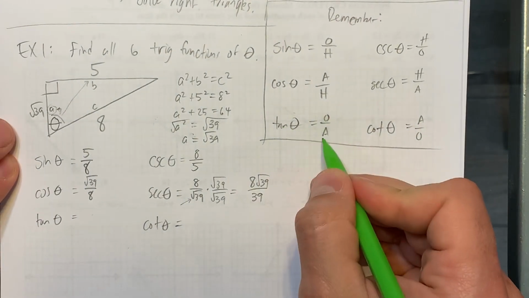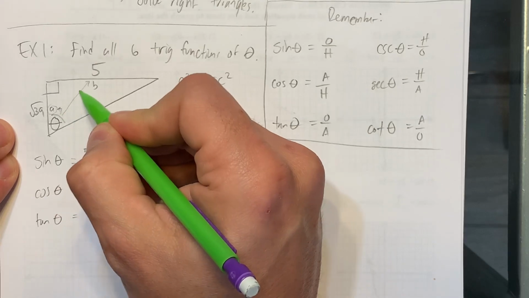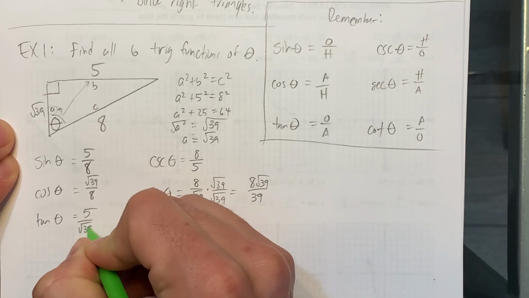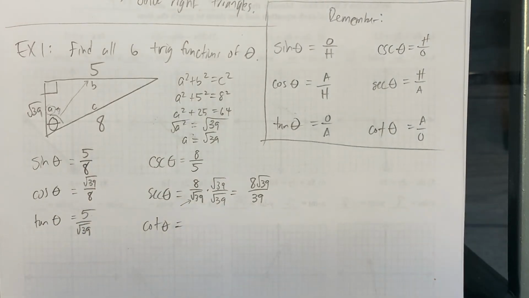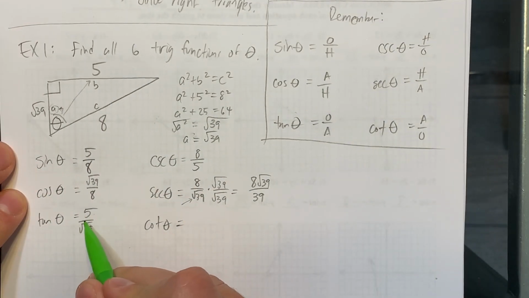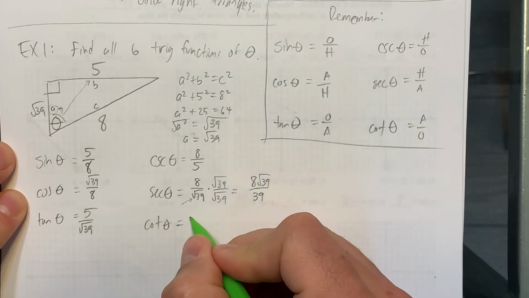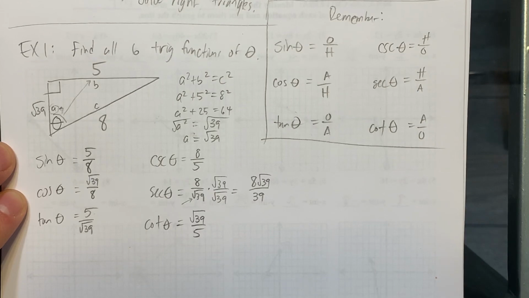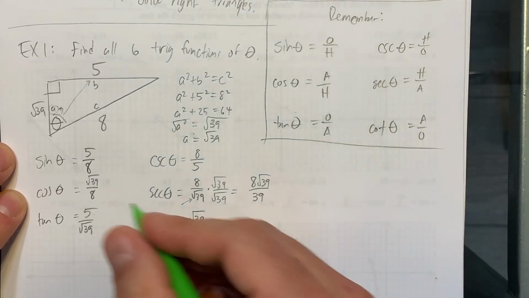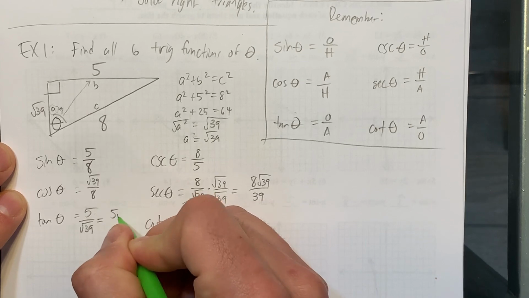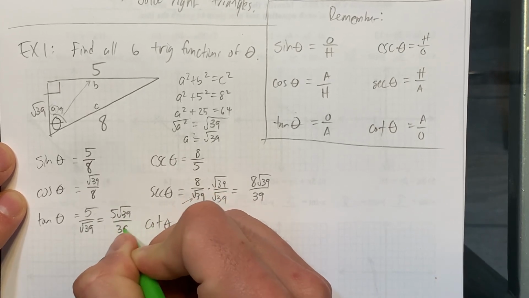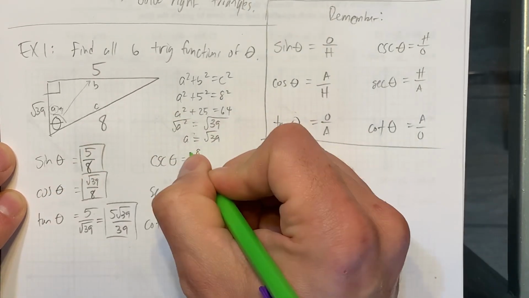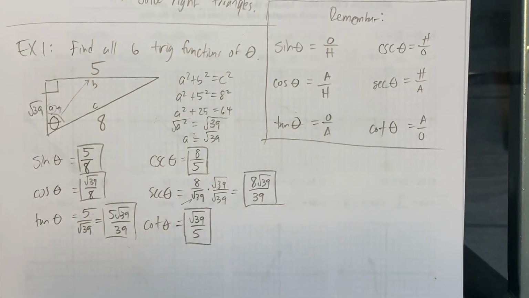But tangent is opposite over adjacent, so opposite is going to be 5, and my adjacent is root 39, so let's call this 5 over root 39. Now, before you rationalize, take the reciprocal of that right away. So now I don't have to rationalize my cotangent, which is going to be root 39 over 5. And now I can rationalize my tangent and call this 5 root 39 over 39. So we found all 6 trig functions of my angle theta, and there they are. We can go from there.